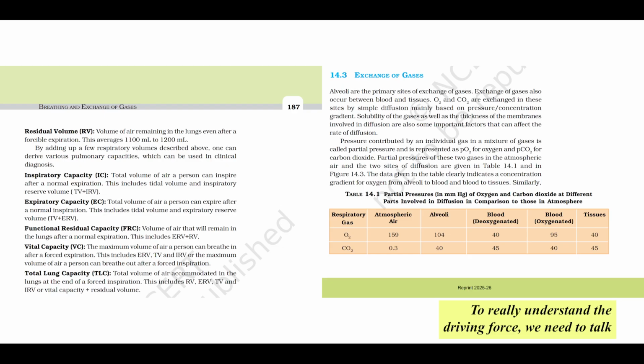To really understand the driving force, we need to talk about partial pressure. In a mix of gases, like air, each gas exerts its own pressure independent of the others. That individual pressure is its partial pressure. We write it as PO2 for oxygen, PCO2 for carbon dioxide. Understanding these specific values across different locations is critical for NEET. Let's walk through them step by step using the typical values in millimeters of mercury, mm Hg.